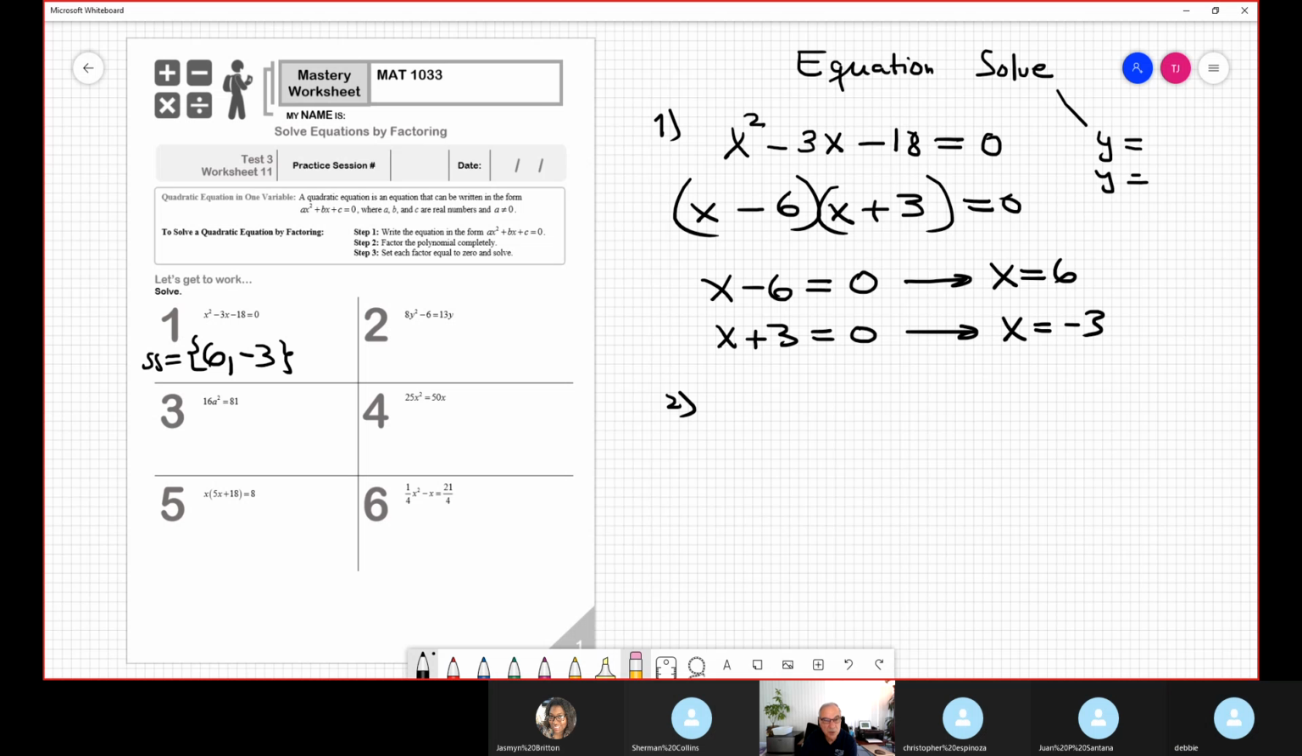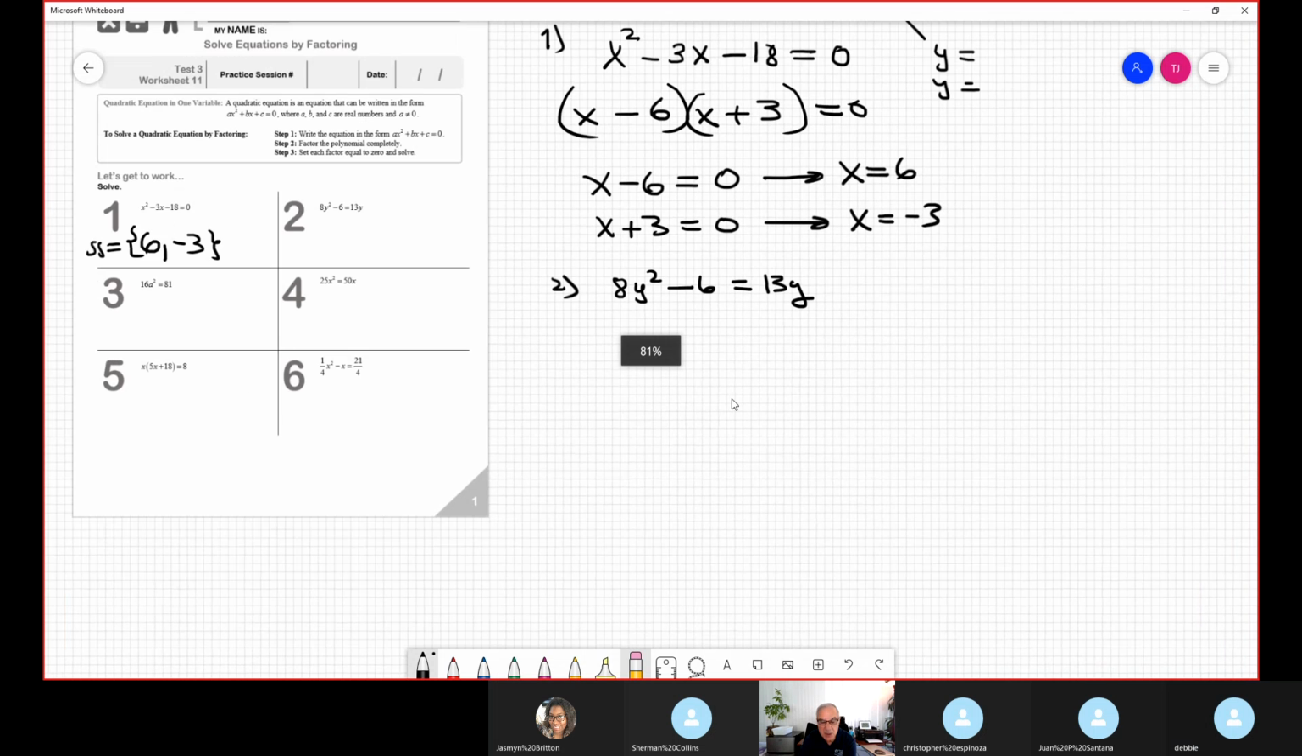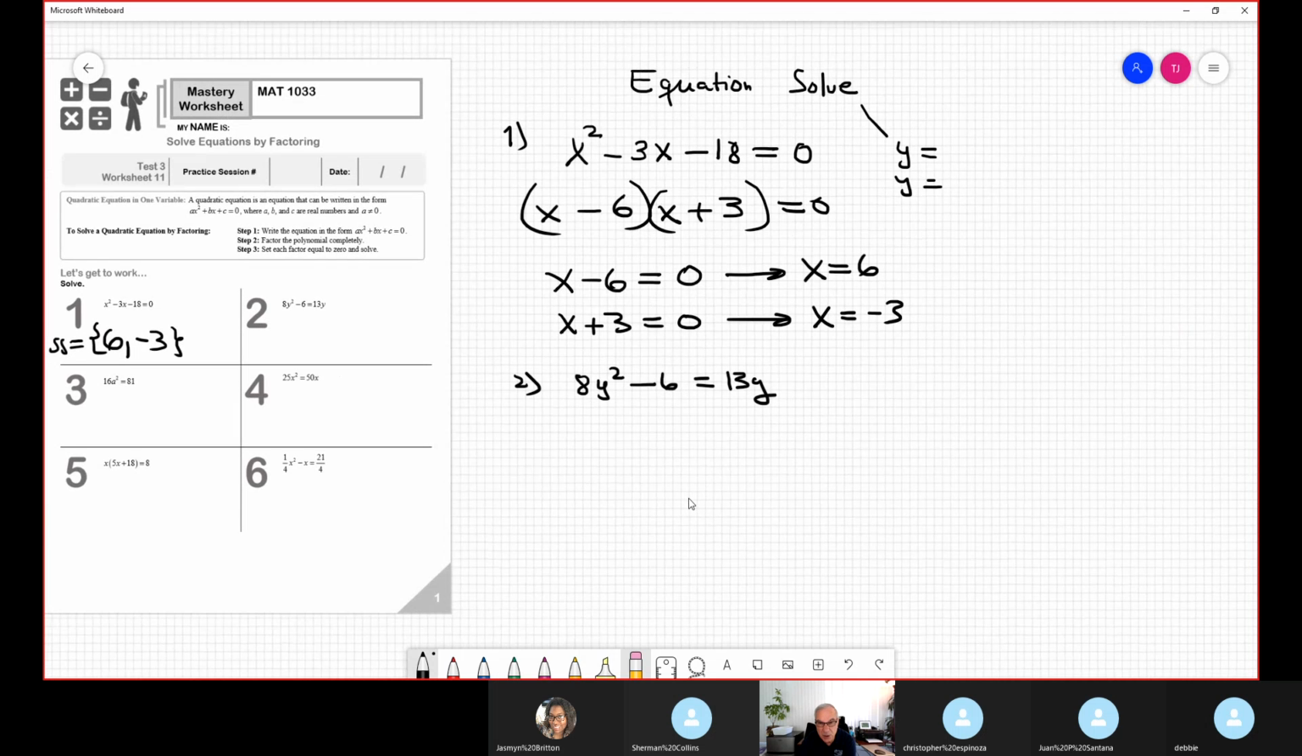Let's move on to number 2. Number 2 is 8y squared minus 6 equals 13y. Okay, this is different, because this equation is not already expressed in standard form. Standard means the right hand side must be 0. When you see 0 here, that's the moment you are ready. But in this case, no. So I need to organize it: 8y squared minus 13y minus 6 equal to 0.